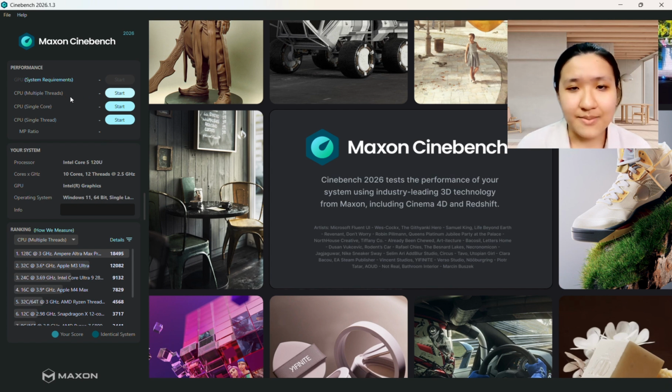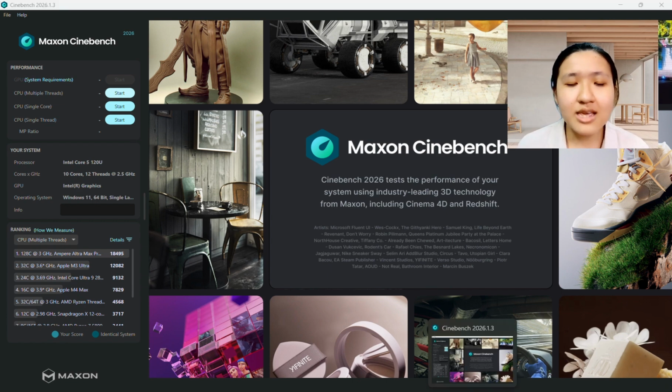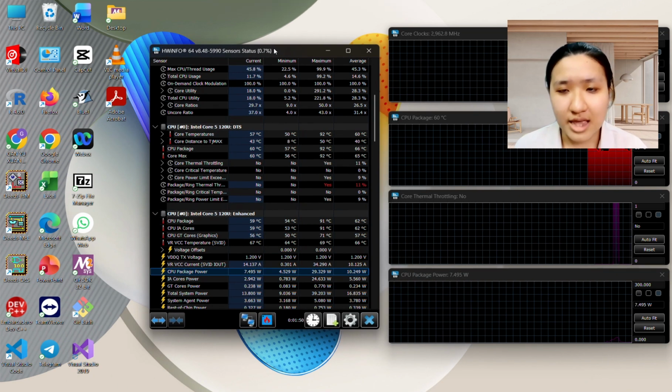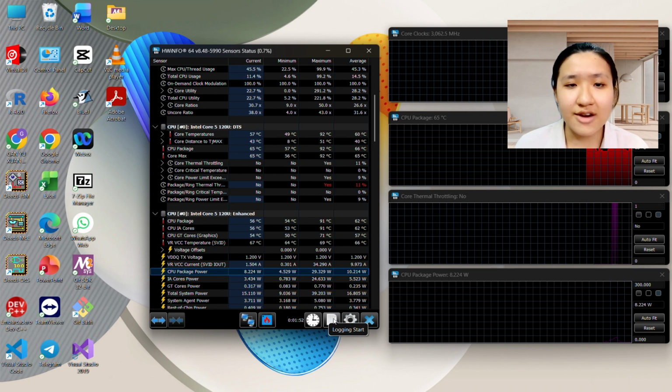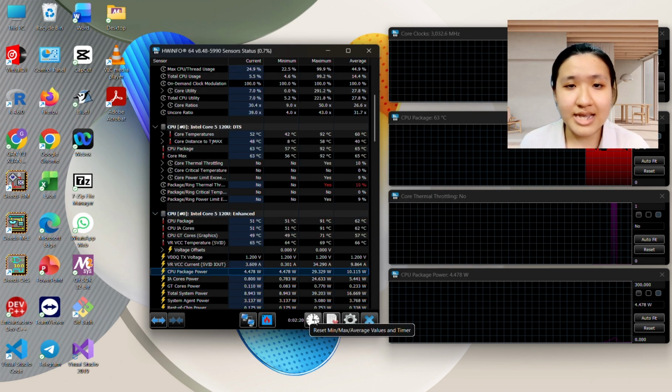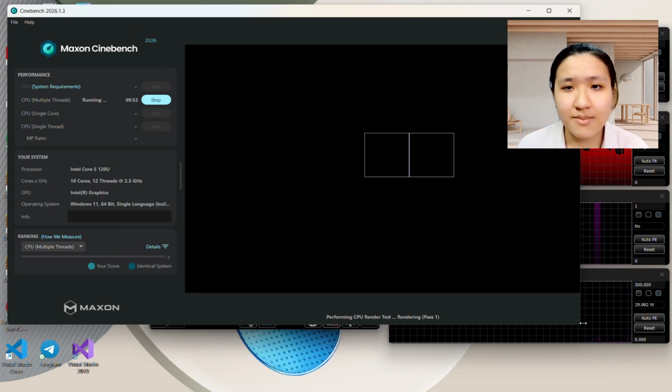Before starting Cinebench, I initiated CSV data logging in HWiNFO64 by clicking the logging icon at the bottom toolbar. I save the log file and name it workload A. This ensures all sensor readings are recorded every second throughout the entire benchmark run for post-analysis. With CSV logging active, I then start the Cinebench 2026 multi-core benchmark.